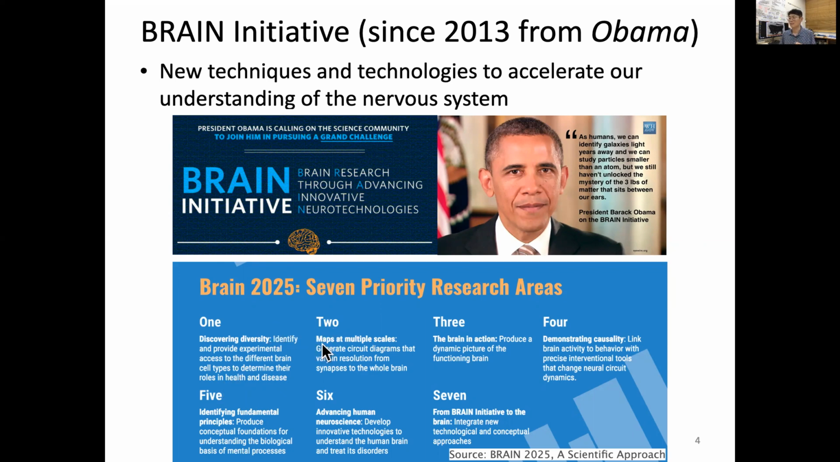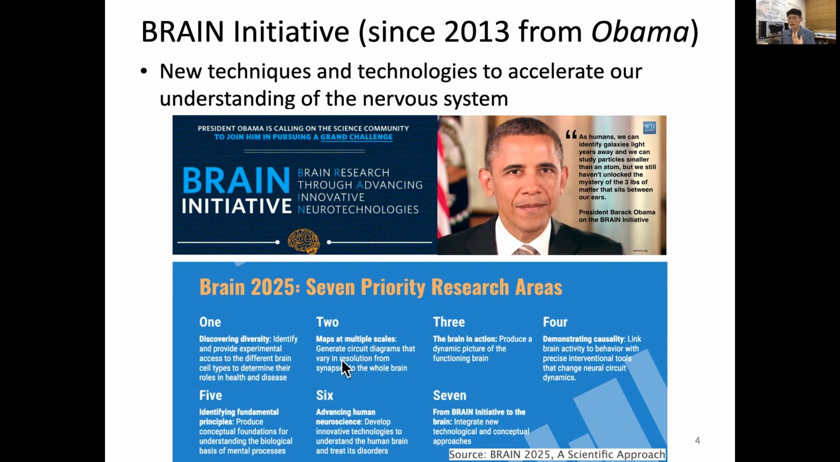And second, maps at multiple scales. So in the brain, we talk about circuitry. Every function seems to be related to a circuit. So we want to generate circuit diagrams that vary in resolution from synapses to the whole brain. A synapse is the smallest junction which connects signals from one neuron to another neuron. So that is tiny, very, very small, even less than 1 micron in size.